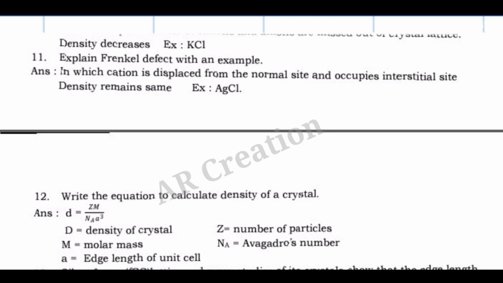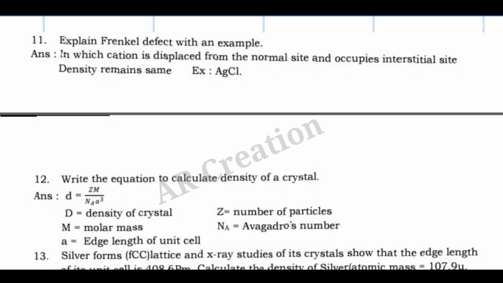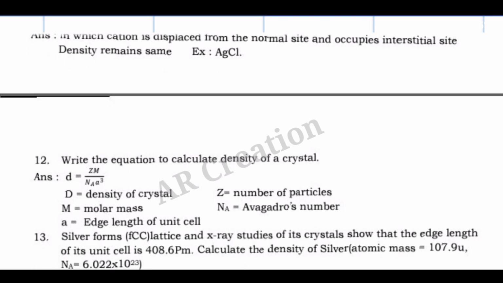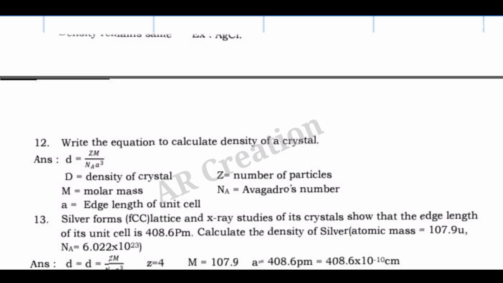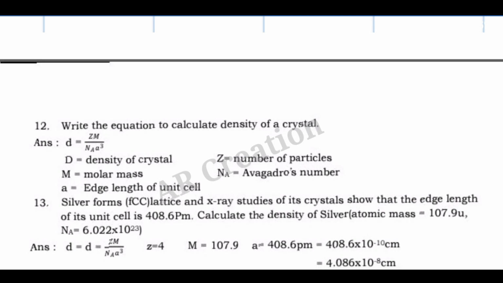Next question. Write the equation to calculate density of a crystal. d = ZM / (Na × a³), where d is the density of the crystal, Z is the number of particles, M is the molar mass, Na is Avogadro's number, and a is the edge length of the unit cell.